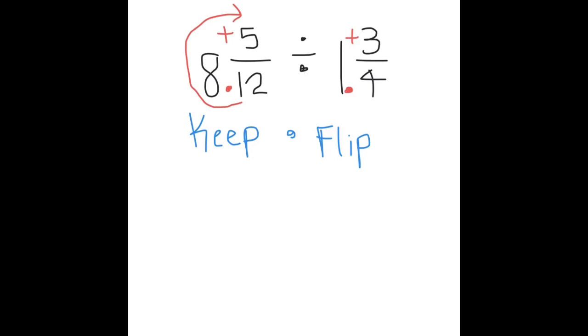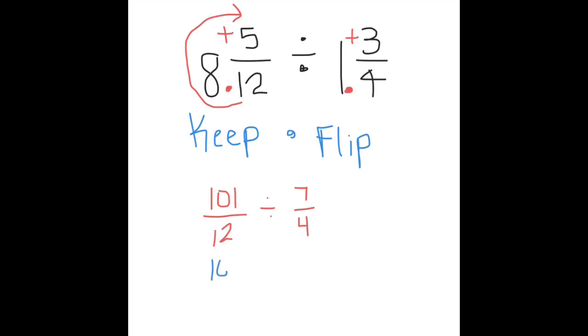So 8 times 12 is 96, plus 5 is 101. And then you keep the denominator. So I have 101 over 12 divided by 1 times 4 is 4, plus 3 is 7. So divided by 7/4. So now I'm going to work on the keep, change, flip part, right?